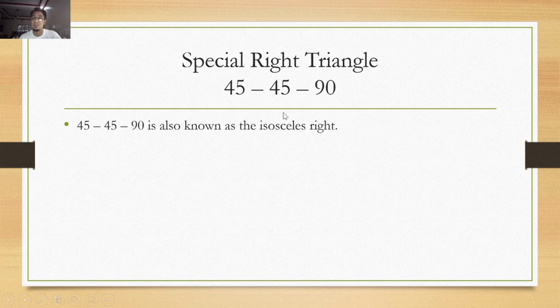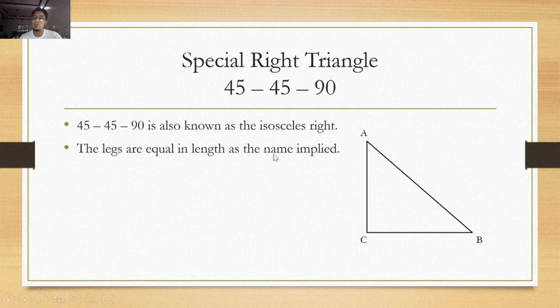Ano yung isosceles? Two sides are equal. Ito yung given. So yung legs natin, equal sila. The legs are equal in length as the name implied. Kaya nga isosceles eh. Equal yung length. So kung ito ay 1, yun 1 din. Kung ito ay 5, ito 5 din.